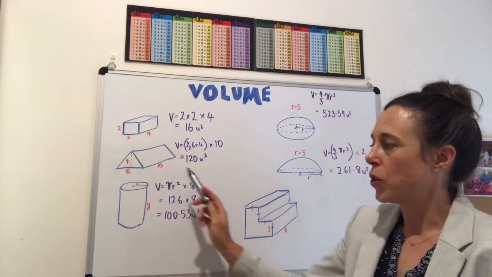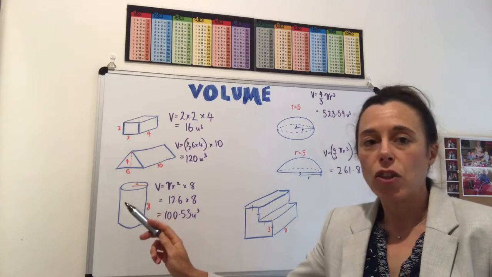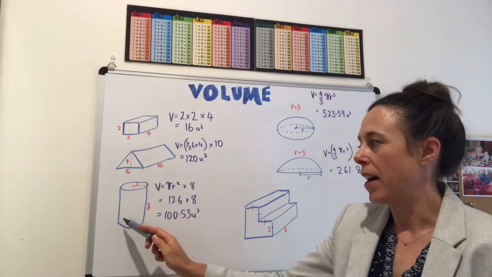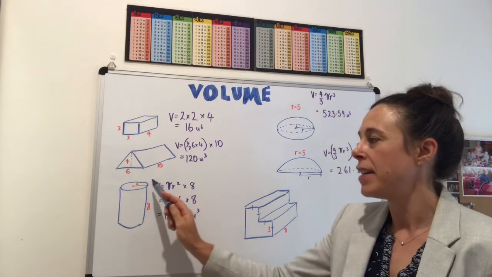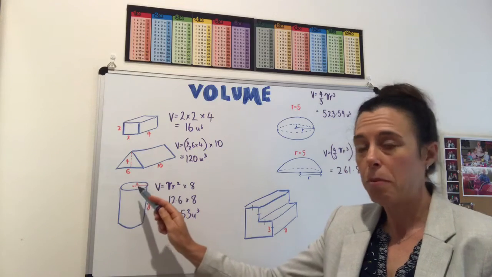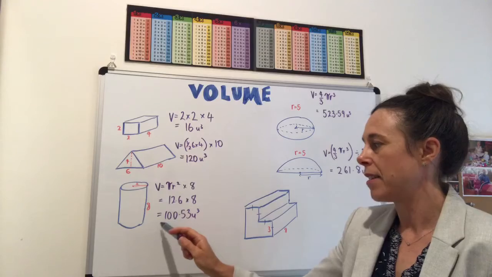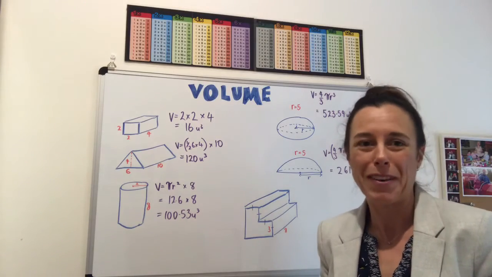With our cylindrical objects, uniform cross-section, we're going to find the area of the end times by the height. So we've got our pi r squared will give us the area of the top, and then we're going to multiply it by the height to give us 100.53 units cubed.